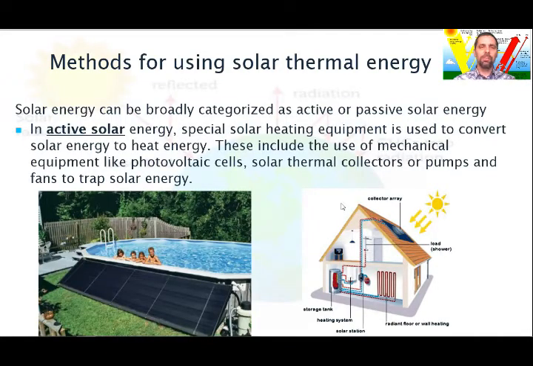Solar energy can be broadly categorized as active or passive solar energy, depending on how it is captured and utilized. In active solar energy, special solar heating equipment is used to convert solar energy to heat energy, whereas in passive solar energy, mechanical equipment is not present. Active solar systems include the use of mechanical equipment like photovoltaic cells, solar thermal collectors, pumps and fans to trap and transport solar energy.